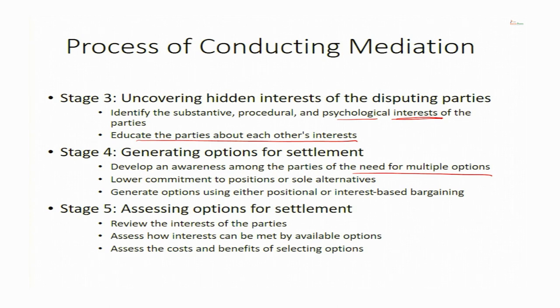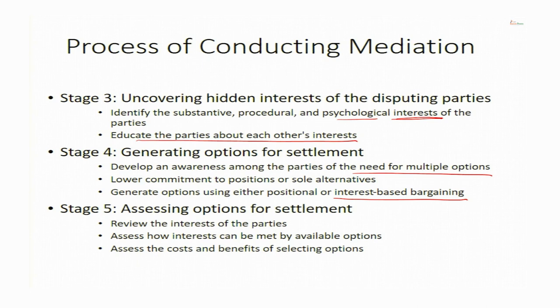Keep thinking about options, options for settlement. Generate options either using positional or interest-based bargaining. Interest-based bargaining is a good approach. Right-based approach is not advisable. As a rule, every dispute resolution mechanism must adopt interest-based bargaining. If that is not working, then only we can go to right-based approach. And ultimately, if nothing works, then comes the stage of exerting power.